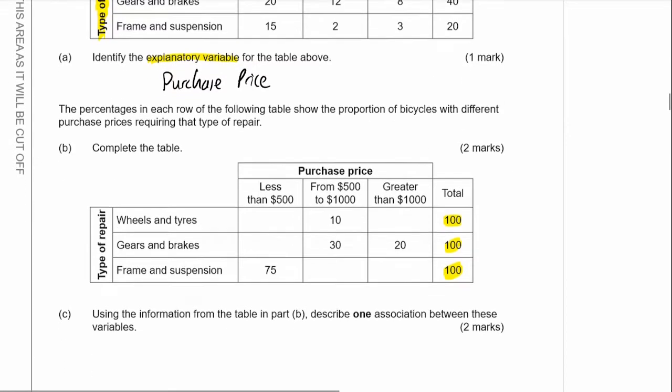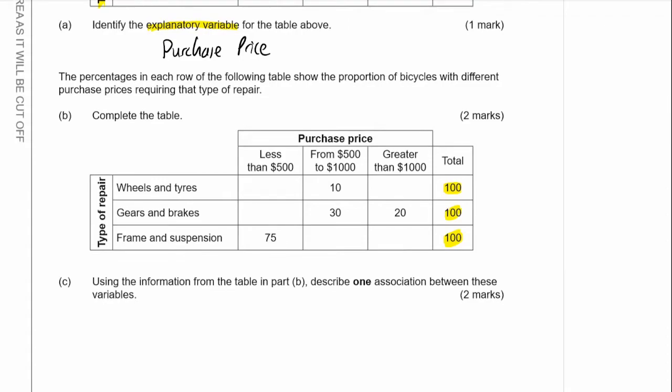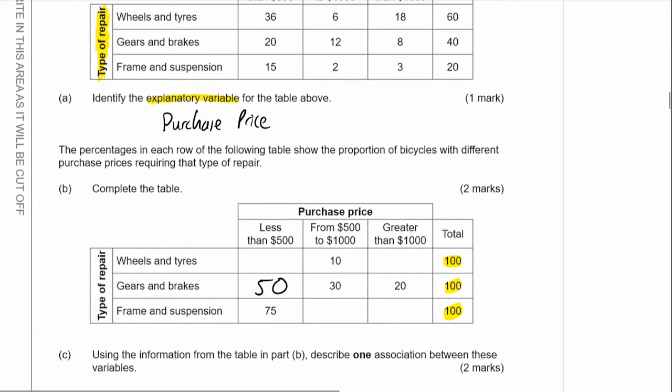So when answering a question like this, answer the most obvious ones first. So here in the second row, they've given us all of the information. So if that adds up to 100, 30 and 20 is 50. 100 take away 50 is 50. So that one is a free mark, basically. You're just adding up to 100.